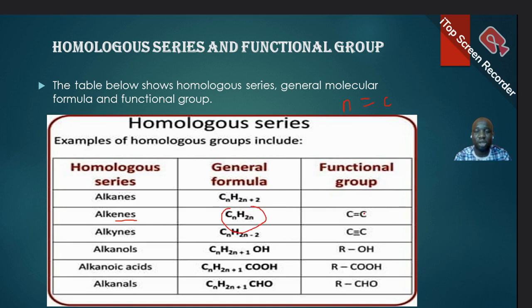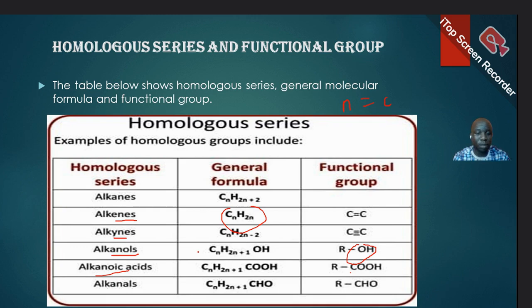We have the alkynes, CnH2n-2. The functional group is the carbon-carbon triple bond. We have the alkanols, CnH2n+1OH. The functional group is the OH. Then the alkanoic acids, CnH2n+1COOH, and COOH is the functional group. Then the alkanals, CnH2n+1CHO. The functional group is CHO. We have other homologous series which will be considered later.